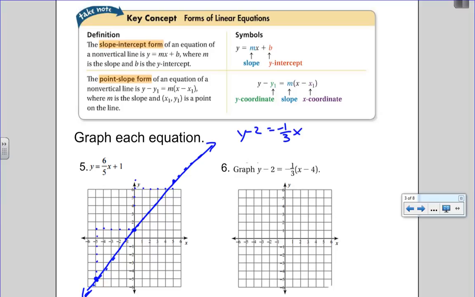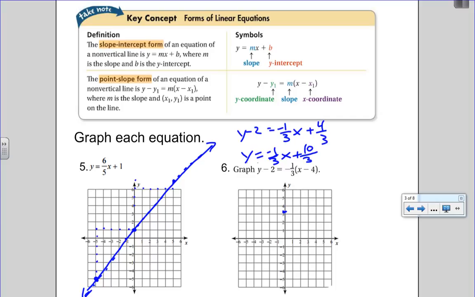Negative 1/3 times negative 4 is positive 4/3. And now I just have to add the 2, so y equals negative 1/3 x. Add 2, so that's add 6/3, and I get 10/3. So 10/3 is my y-intercept. 1, 2, 3. 9/3 would be 3. So it's just right there.